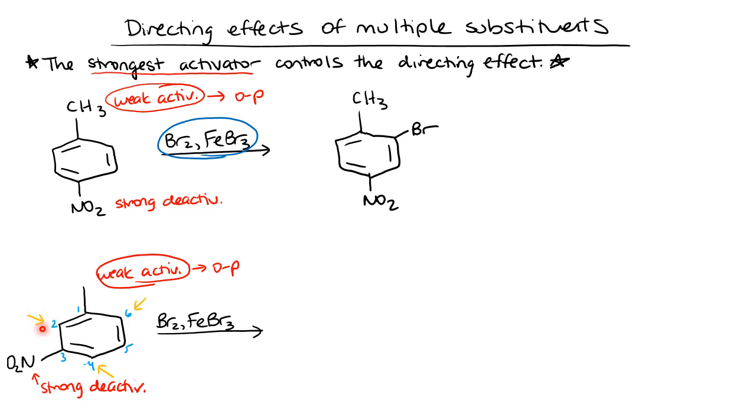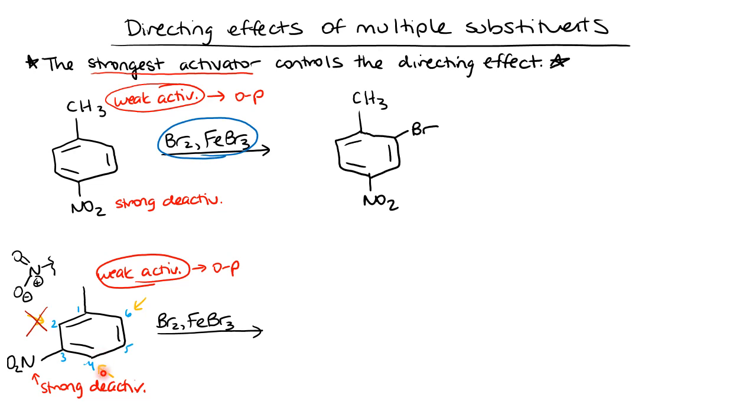Now, carbon 2 is surrounded by a methyl group and a nitro group. Now we know that a nitro group has a structure where we have a nitrogen double bonded to an oxygen and single bonded to an oxygen. So it's a fairly bulky group. So if we were to place the bromine here, we would have a lot of steric hindrance with both the methyl group and the nitro group. So it is unlikely that our bromine will go to that particular ortho position.